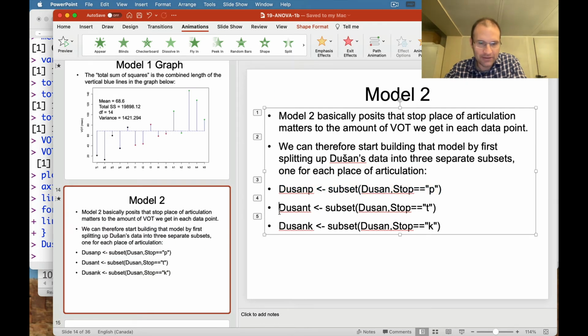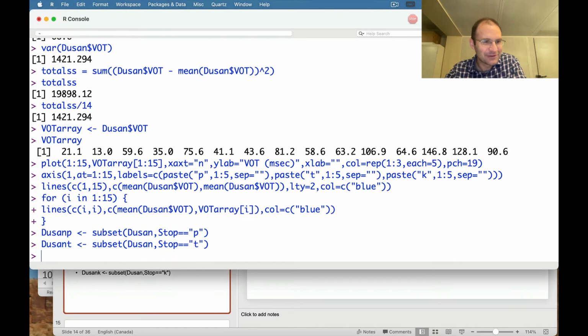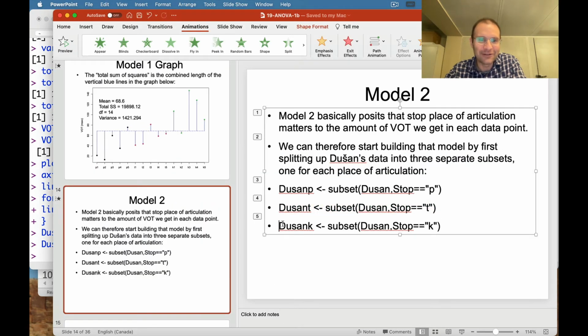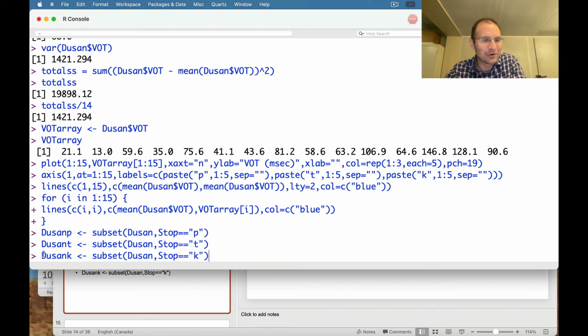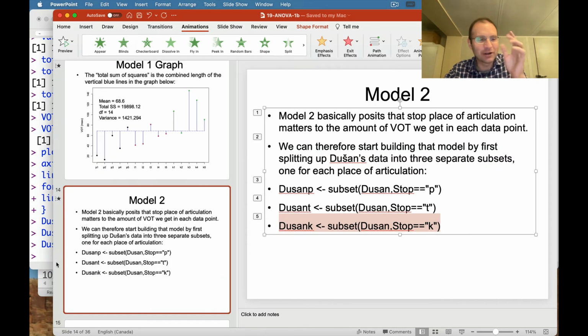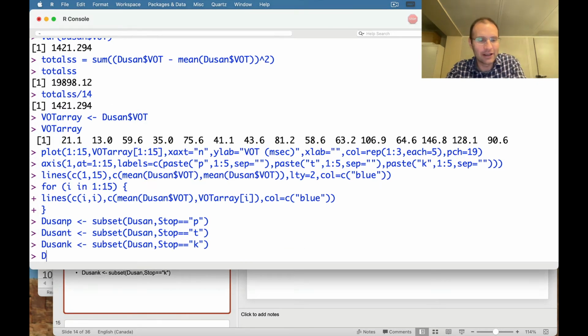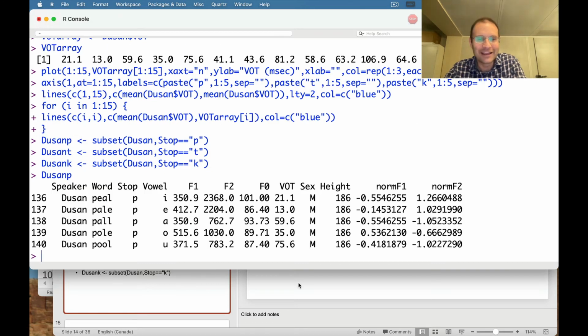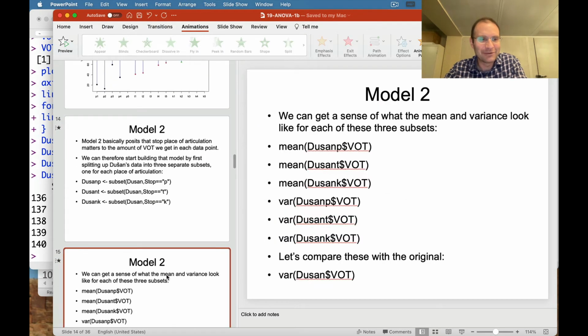Hopefully this should all make sense and not be too confusing or complicated, since you've done a lot of subsetting of data by this point in R. So I'm just going to split it up into the P's, T's, and K's here. And if you really want to look at it, that's what it looks like. But you've kind of seen that before.